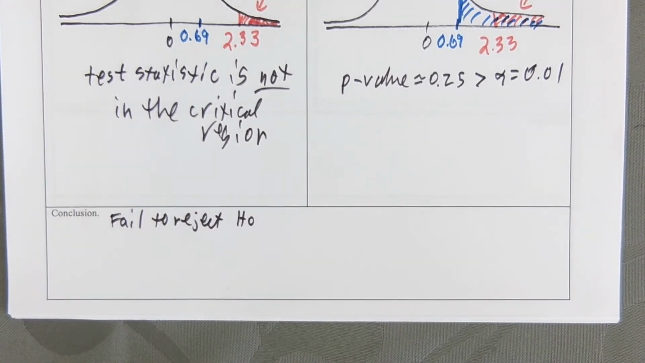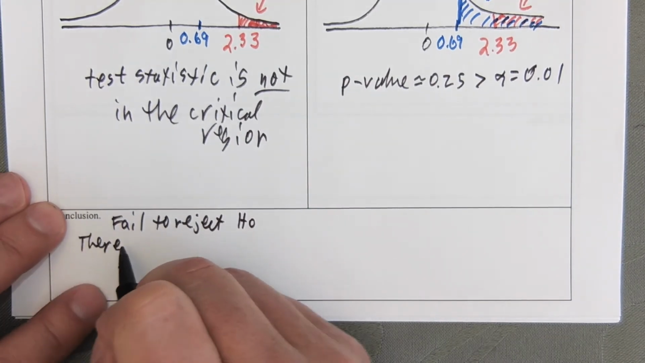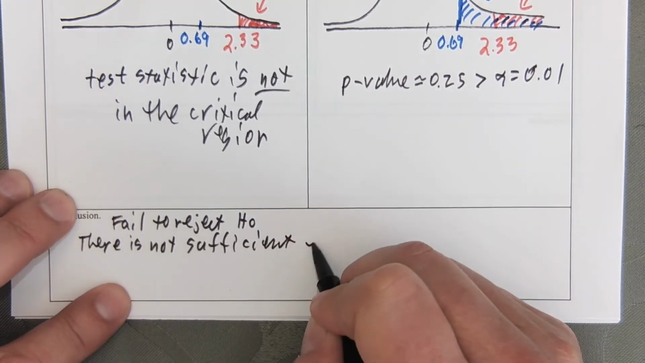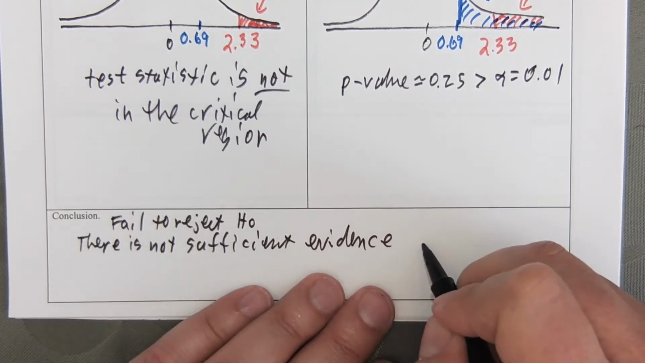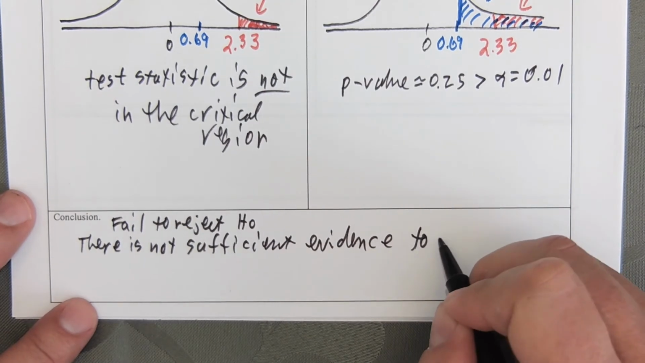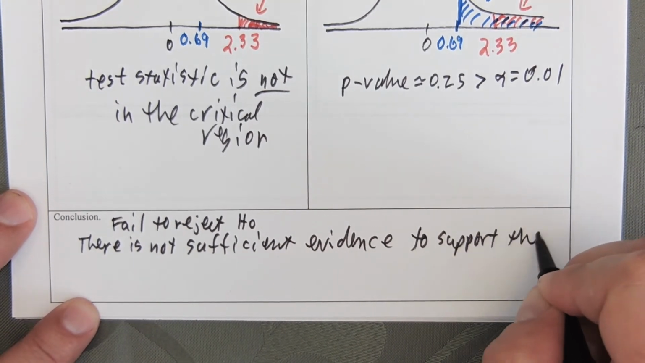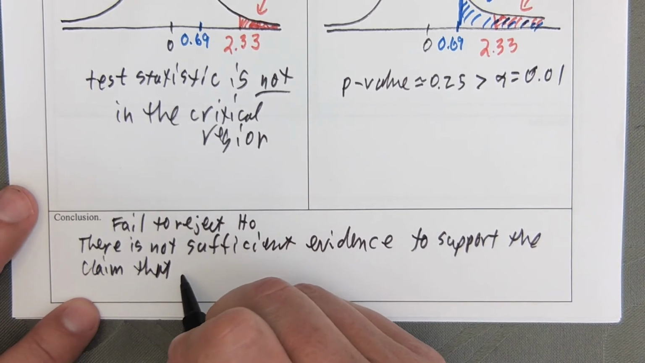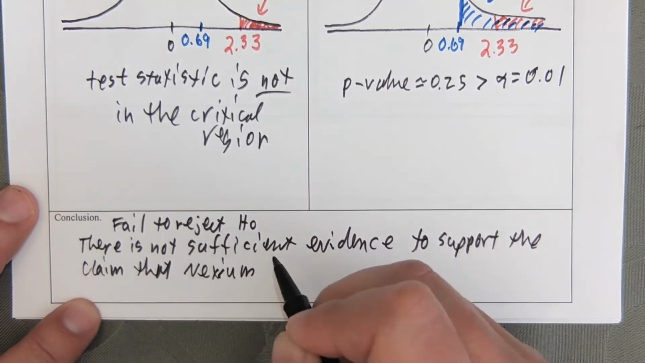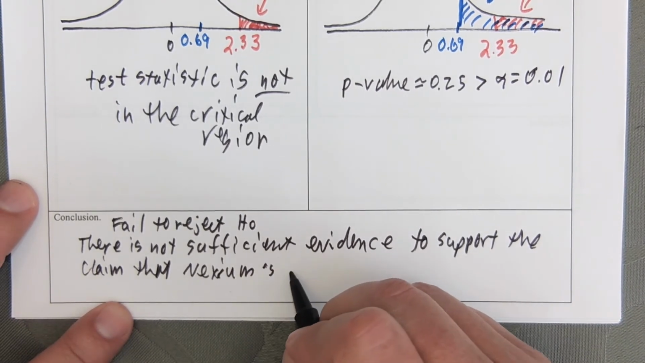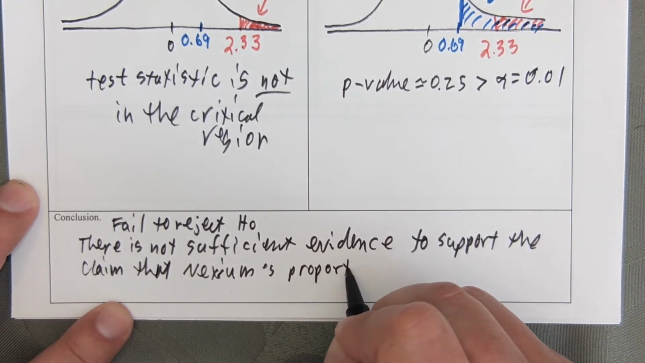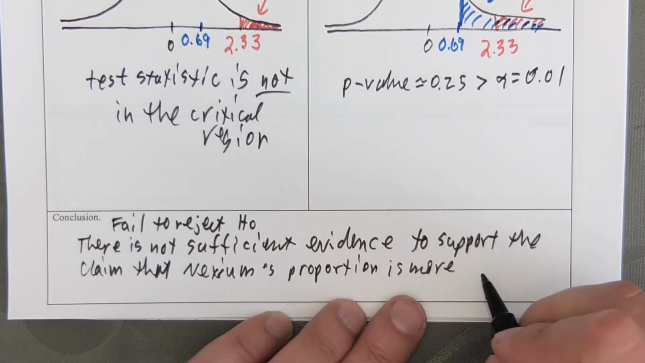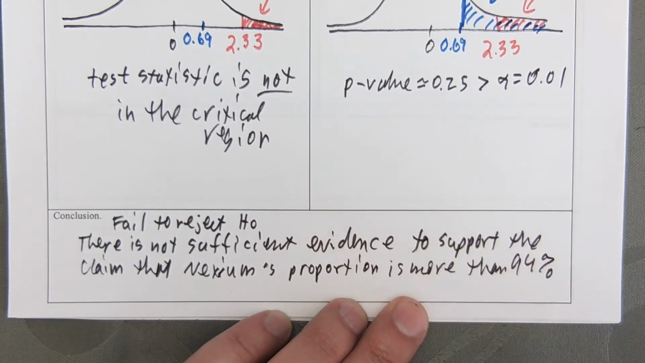And so our conclusion is that there is not sufficient evidence to support the claim that Nexium proportion is more than 94%. And yes, you have to write all that out.